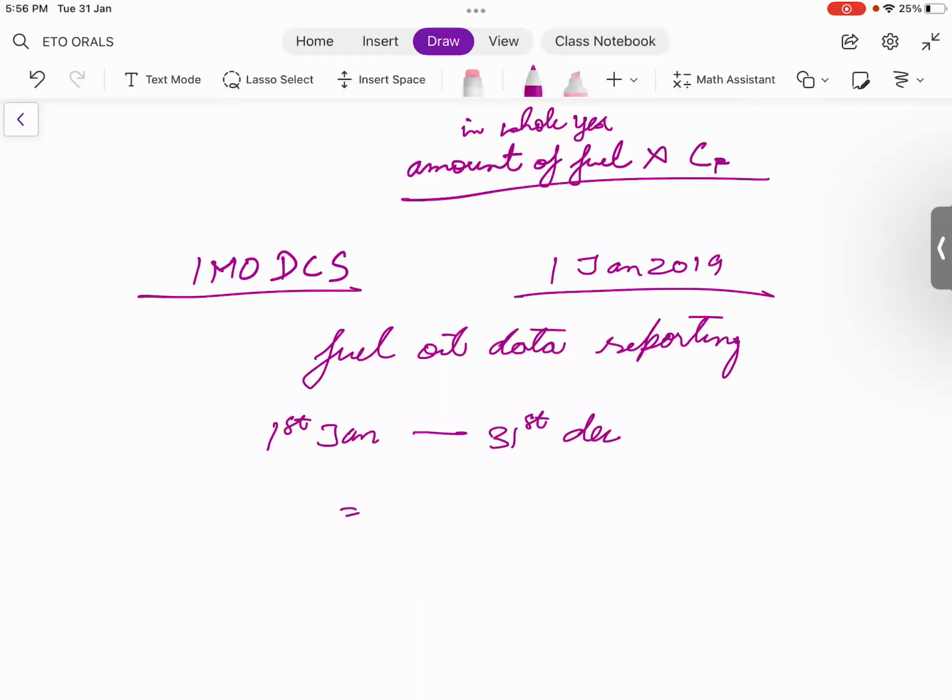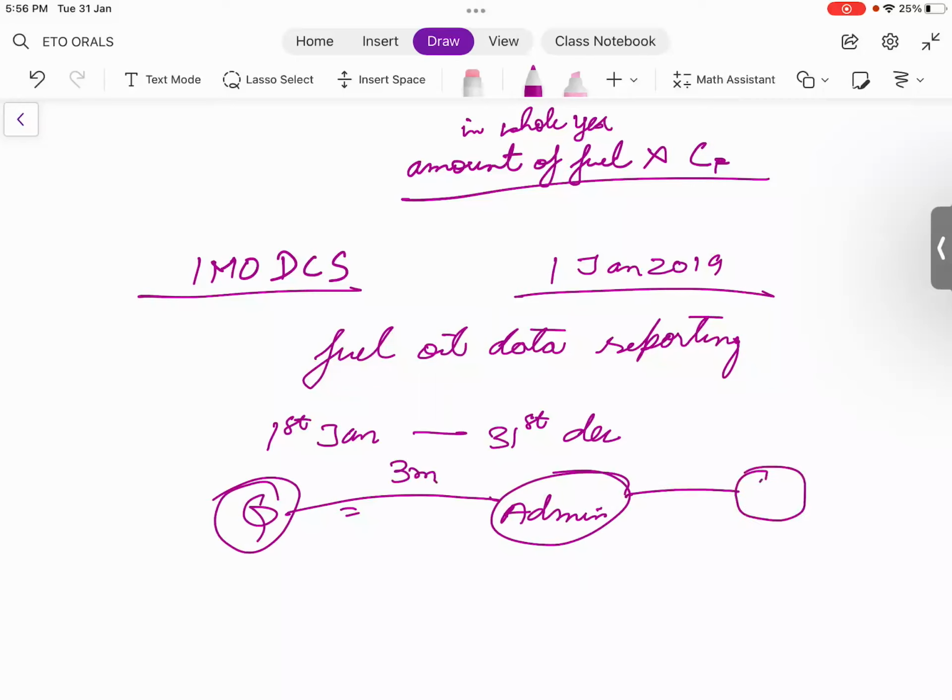So you get that quantity, let's say this is Q, and you report it to the Administration. The Administration will take this data and report to the Secretary General of IMO within a month. Is this what we do in part 2? No sir, we will do it in part 2. Part 2 is fuel data collection, we will do that. So this is the whole process, and we will do that in detail.